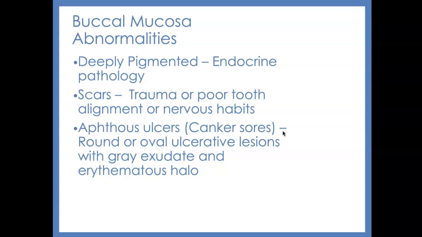And you have the aphthous ulcers, or canker sores, which are little oval ulcerative lesions. They just look like little ulcerations on the cheek. Sometimes they have a little exudate. Sometimes you may see those canker sores, and most times those will resolve on their own.